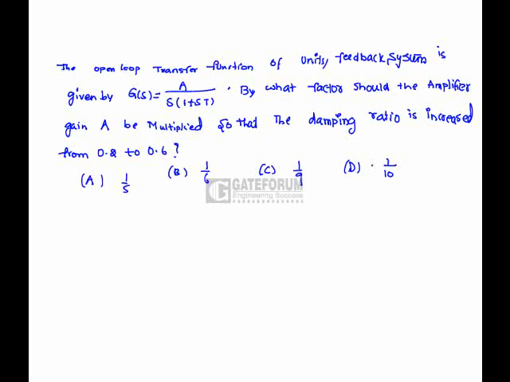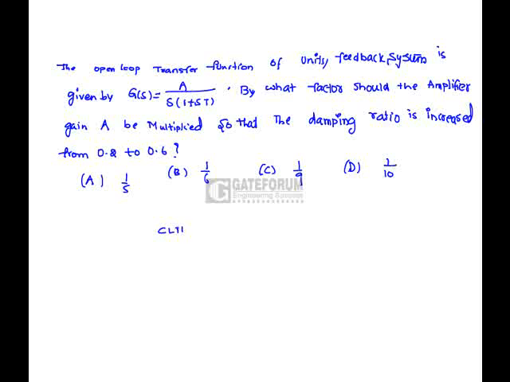The open loop transfer function of a unity feedback system is given by G(S) = A / (S(1 + ST)). By what factor should the amplifier gain A be multiplied so that the damping ratio is increased from 0.2 to 0.6? Here, the characteristic equation is nothing.